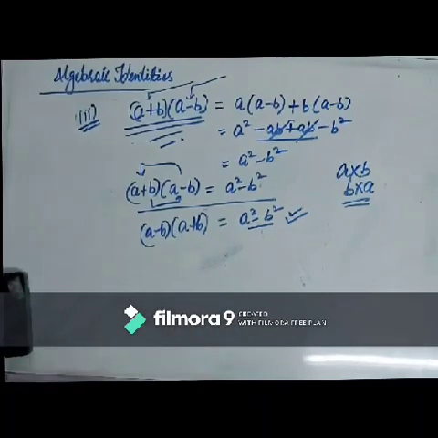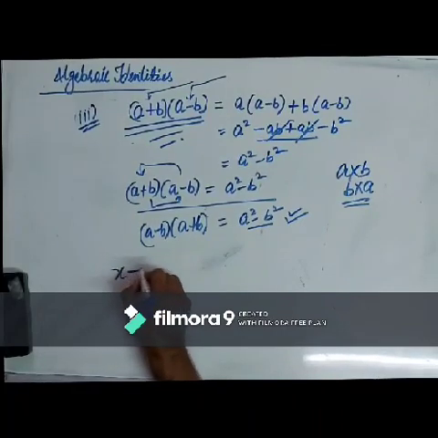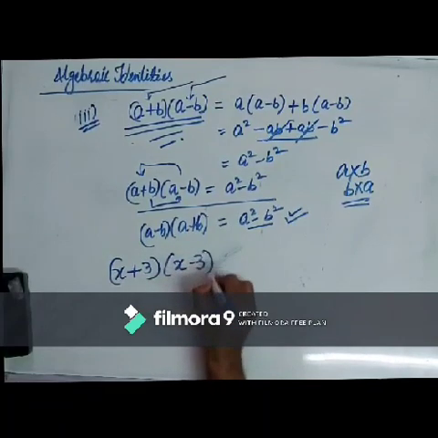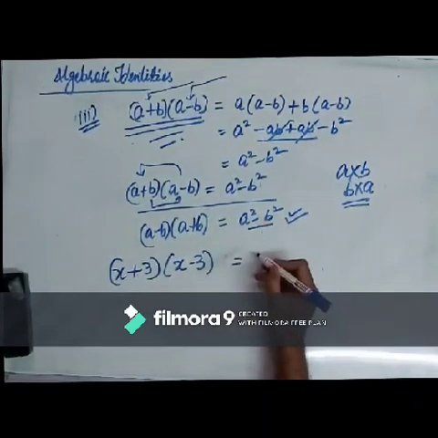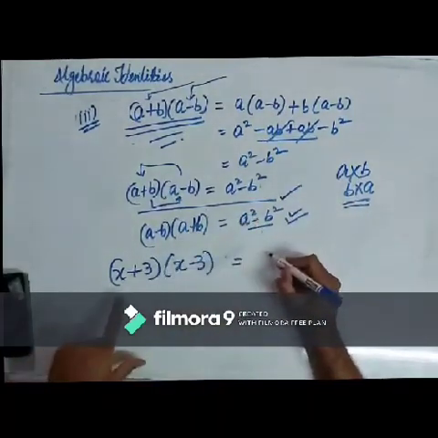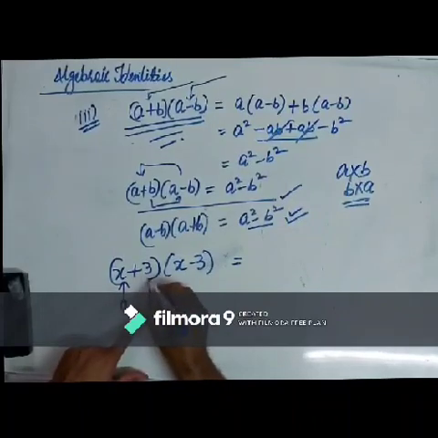So how do we operate? How do we put this identity into the questions? Say we have x plus 3 and x minus 3, then we will copy this identity as a square. So mention this is a square, this is a, and this is your b.